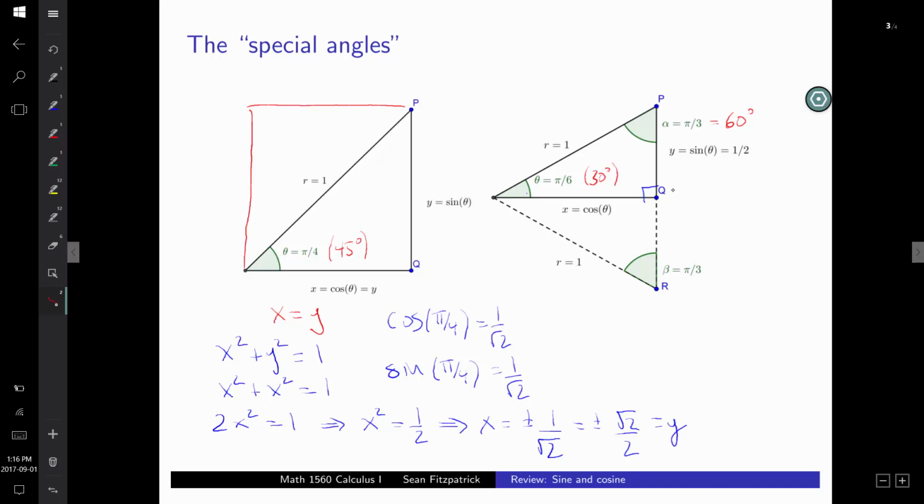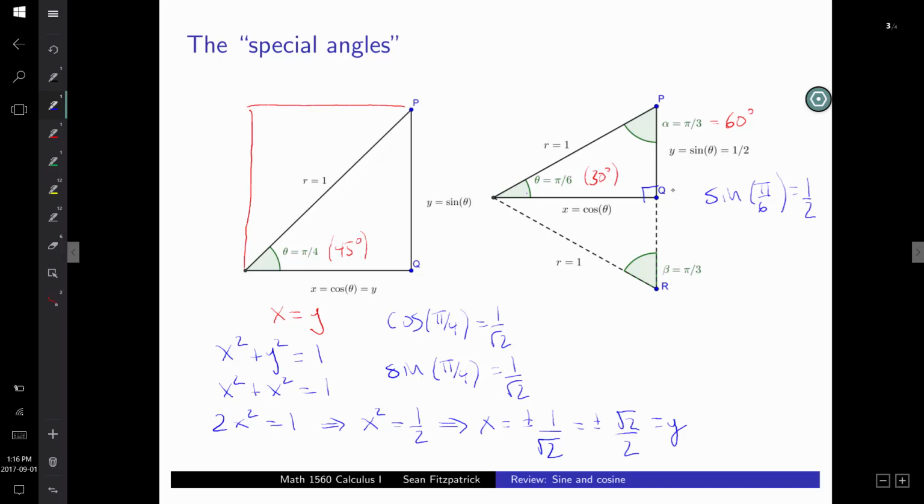And then we can see that in our original triangle, well, the original triangle on that far right-hand side, this side is simply half the whole thing. So this length must be 1/2. Okay? So that tells me that sine of pi over 6 is 1/2.